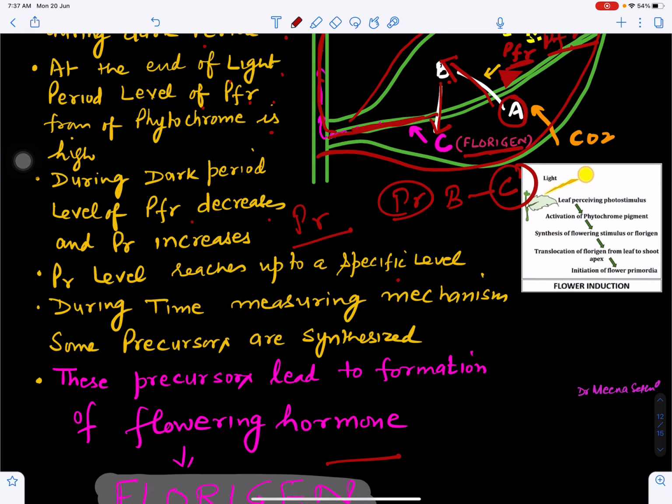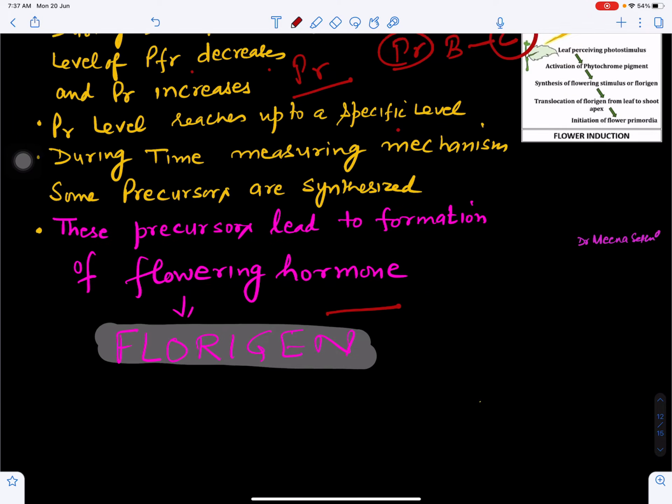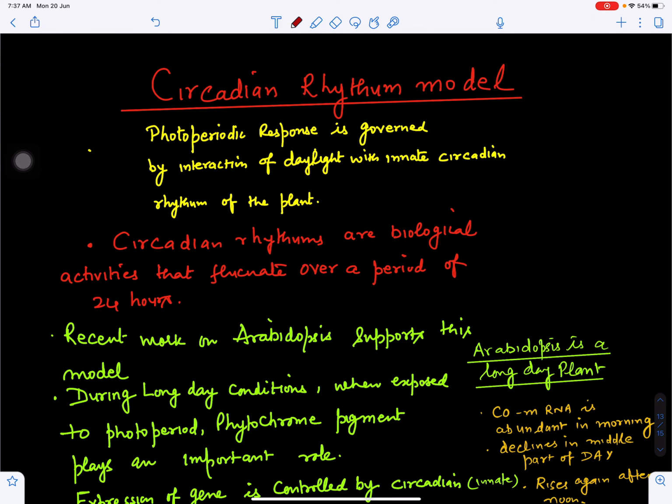Now the second mechanism: this will lead to flower induction. In the second mechanism we will discuss the circadian rhythm model. What is the circadian rhythm model? As we discussed, flowering occurs in the plant, and flowering is influenced by day length as well as night length. So in a living organism, there is a biological phenomenon called circadian rhythm, right? Circadian rhythms are biological activities that fluctuate over a period of 24 hours.